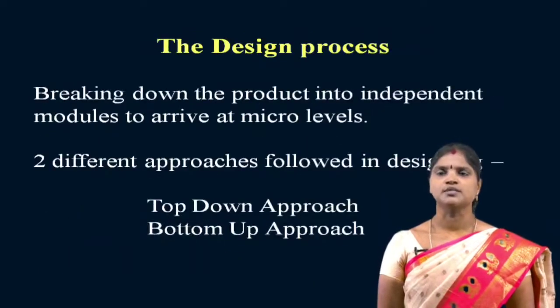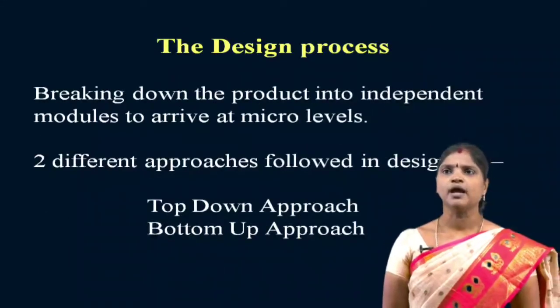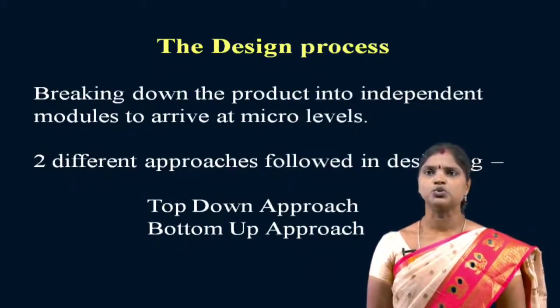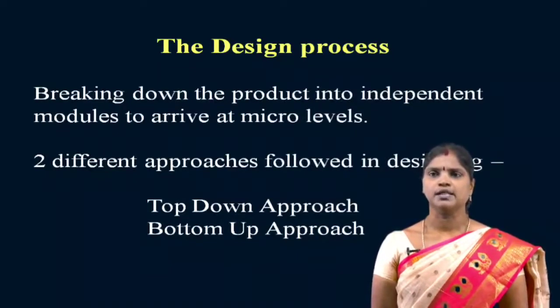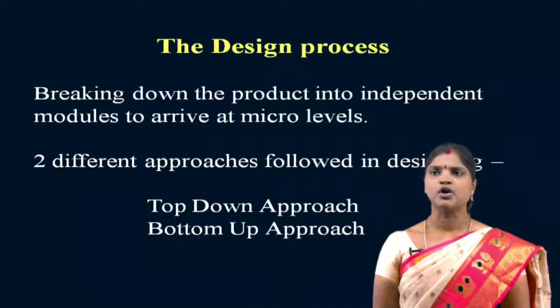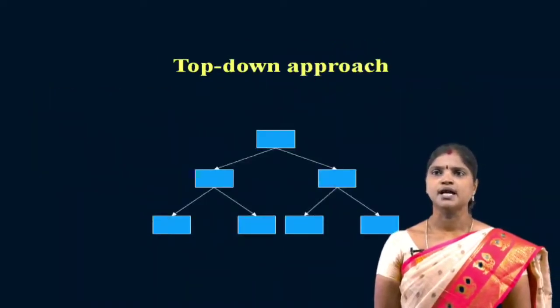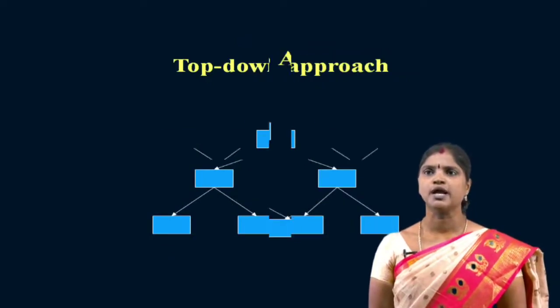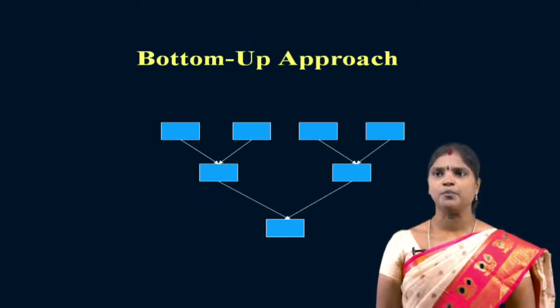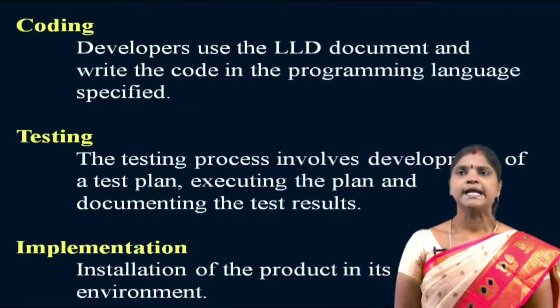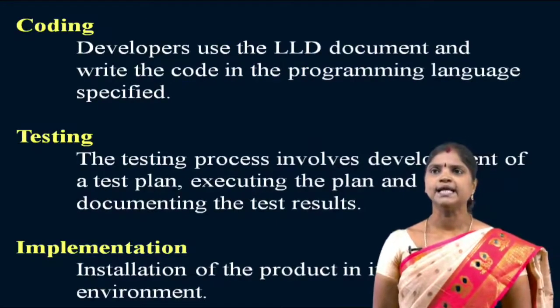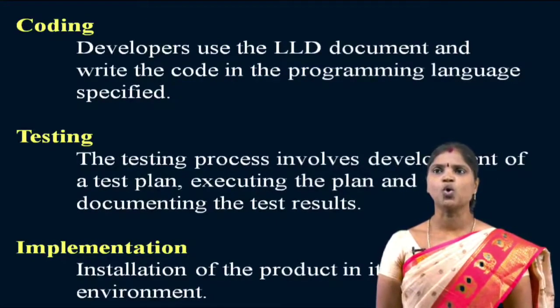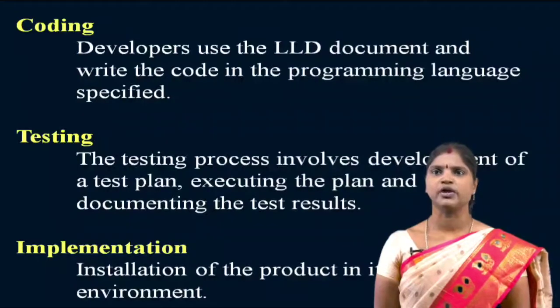The design process means breaking down the product into independent modules to arrive at micro levels. There are two types of approaches followed in designing: top-down approach and bottom-up approach. This is the picture of top-down approach and this is the picture of bottom-up approach. Coding: developers use the LLD document and write the code in the programming language specified.